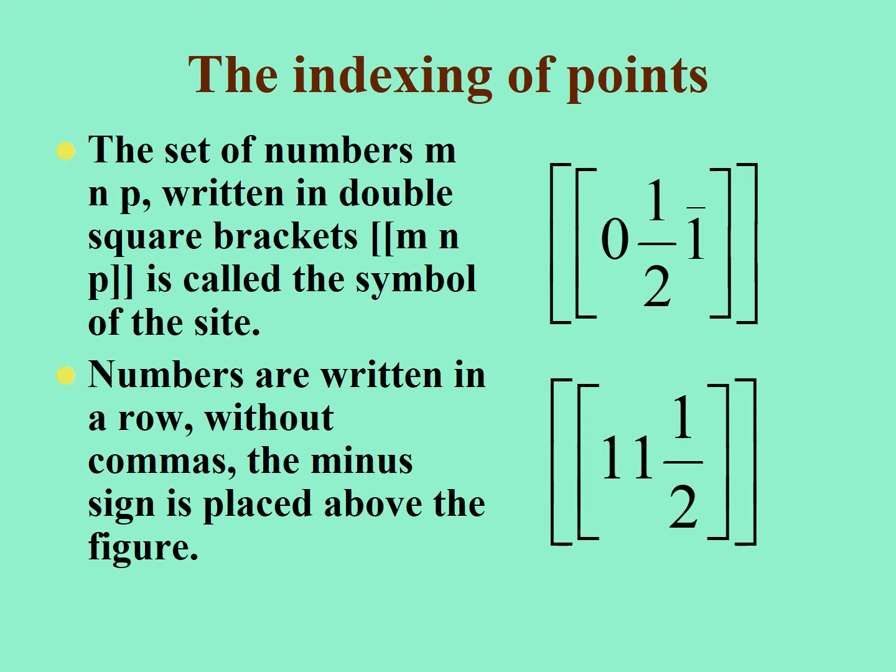The set of numbers M, N and P written in double square brackets is called the symbol of the site. Here you can see the example.